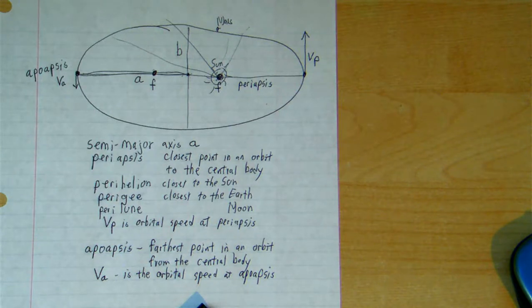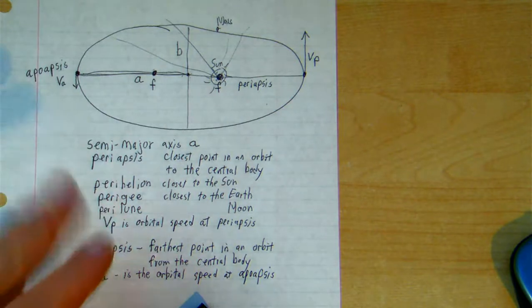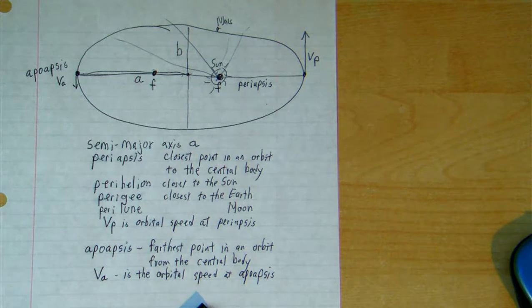By far, the vast majority of objects that you're familiar with are on elliptical orbits. So the Earth is on an elliptical orbit around the sun. The moon is in an elliptical orbit around the Earth. All the planets, all the asteroids in our solar system are in elliptical orbits. There are additional conic shapes.